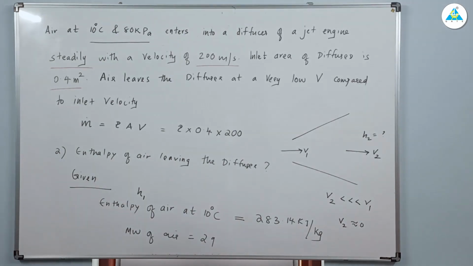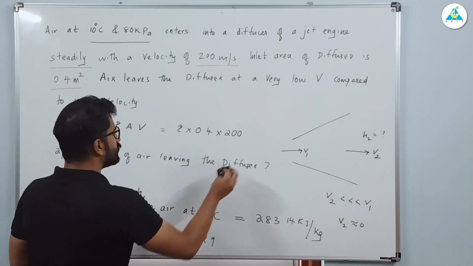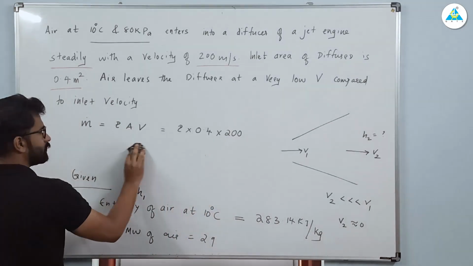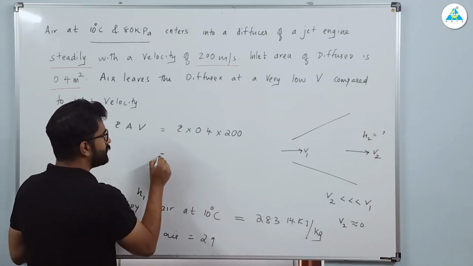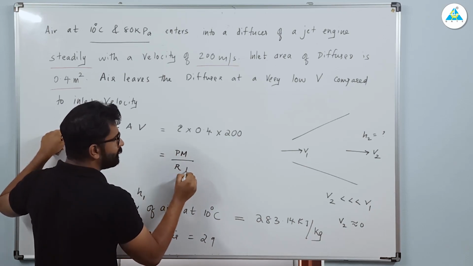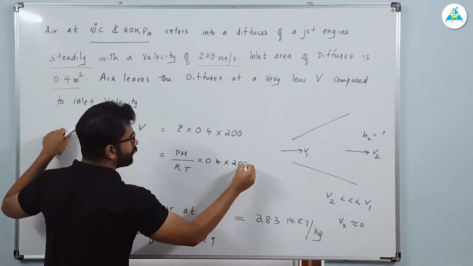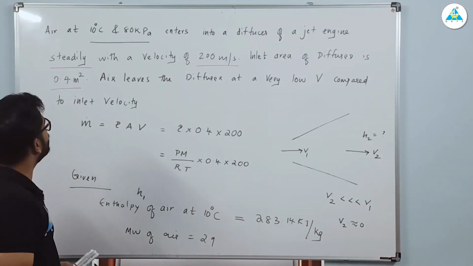This will be the answer. Right, but how to calculate the density of air at the inlet? That is the only question. Right, how to calculate the density of air at the inlet? So you have the equation, right, for finding the density of air. Right, so density is equal to PM by RT, multiplied by 0.4 into 200. All values are there.